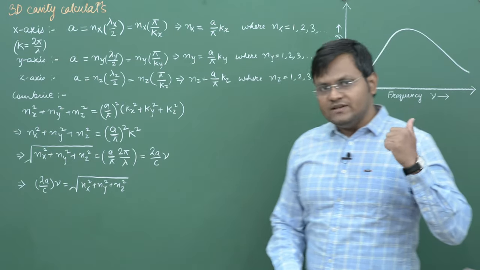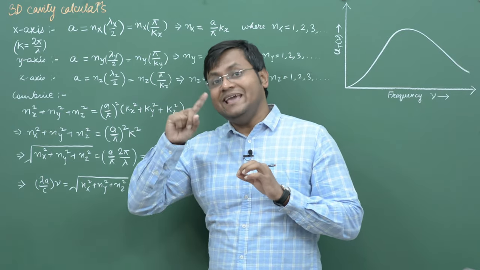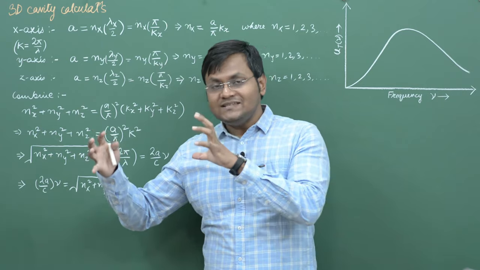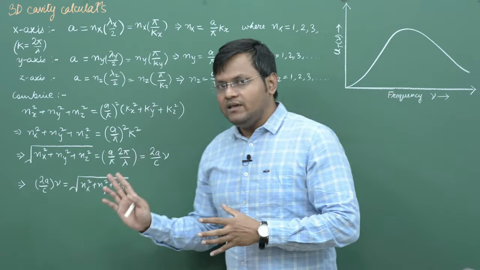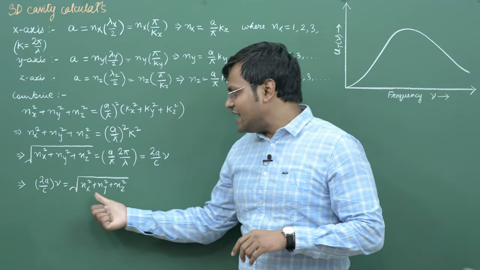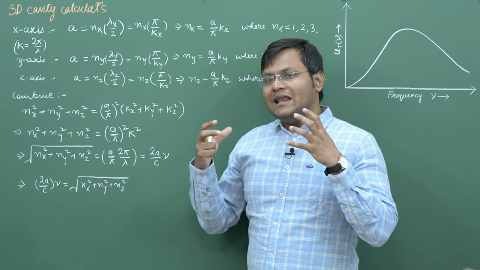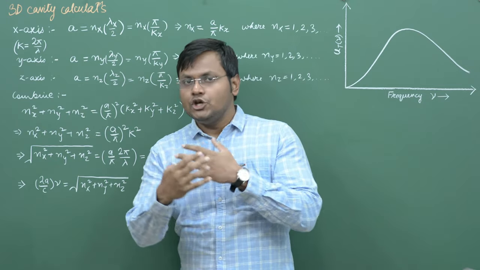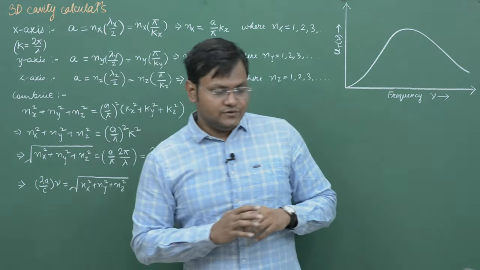You remember my previous calculation for the one-dimensional cavity? We drew an axis for the n, and then we tried to figure out the number of points in a frequency range. So we are again going to do the same thing here. I'm going to draw three axes corresponding to nx, ny, and nz. And then I'm going to calculate the number of points in a frequency range of d nu. So let me make the diagram first.